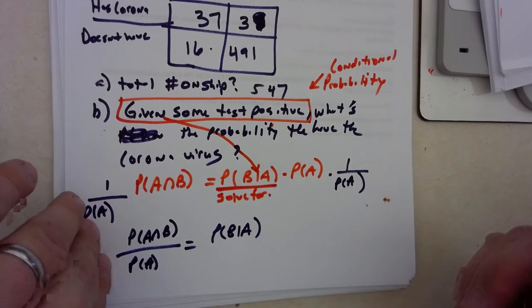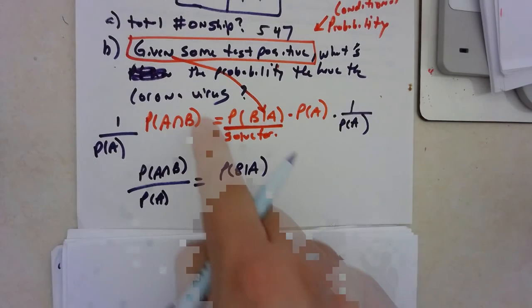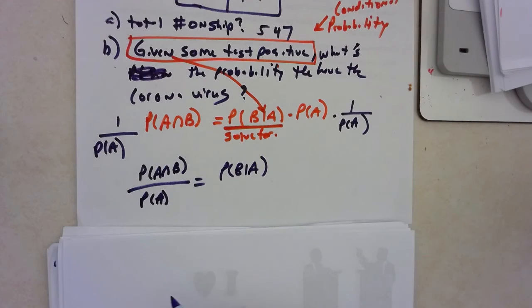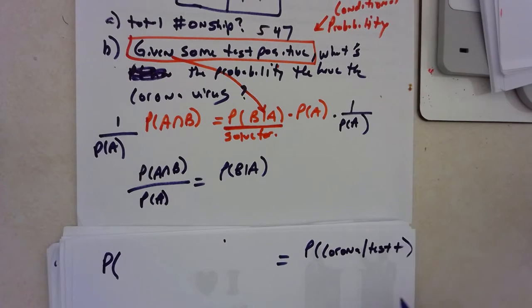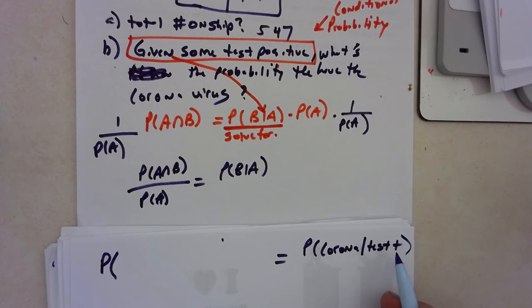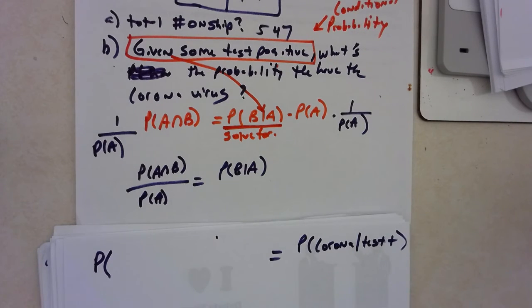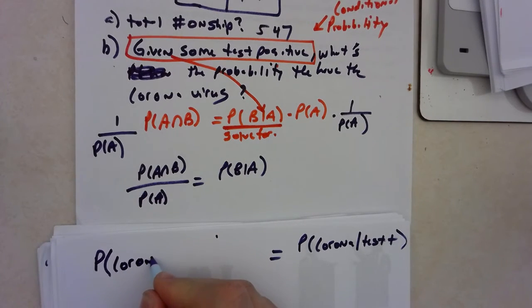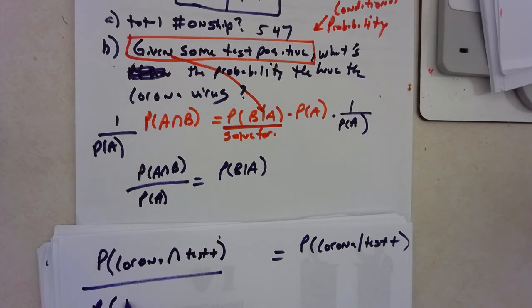That's a generic form. Let's do this example. I'm going to find the probability that somebody has the corona given that they tested positive. I want to find the probability that somebody has the virus given that they tested positive. So B, my second event, is my event of testing positive. So somebody both has corona and positive, divided by the probability that somebody tests positive.